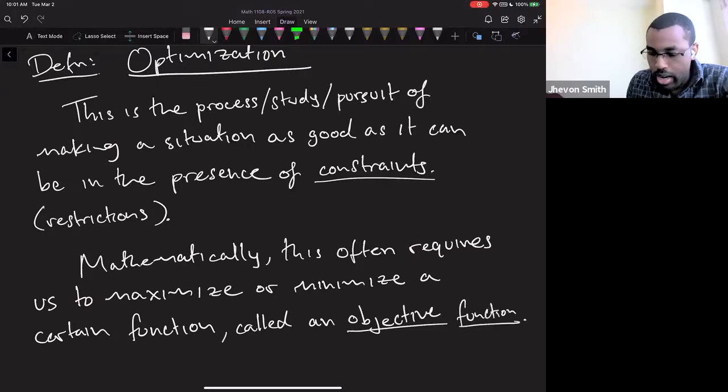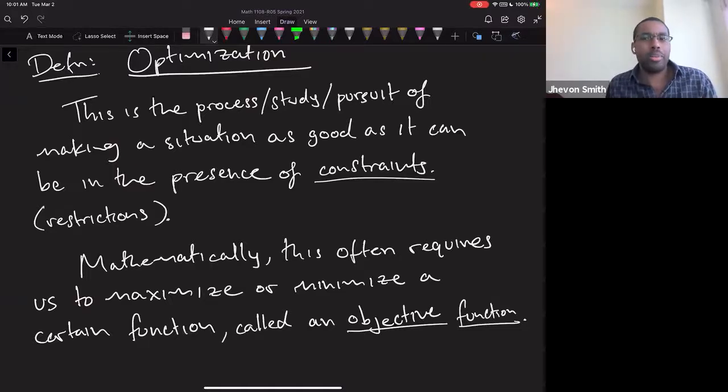And by optimize, what I mean is maximize or minimize. So going back to my example of profit, what does it mean to optimize profit? Maximize it. What does it mean to optimize cost? Minimize it. I don't want to pay a lot of cost. What does it mean to optimize your tax situation? Pay as least amount of taxes as possible, right?